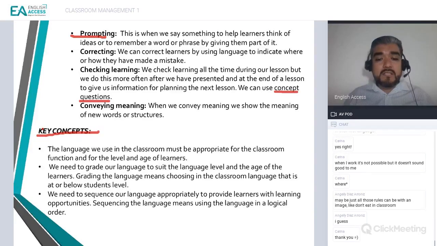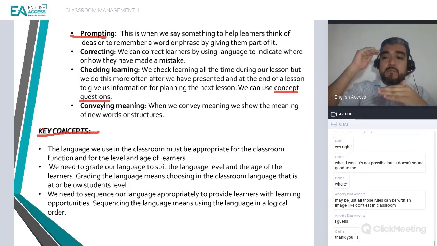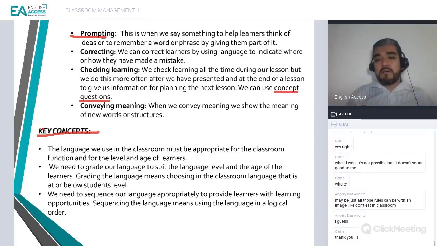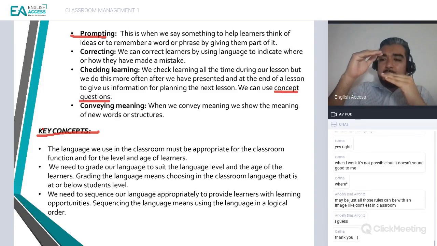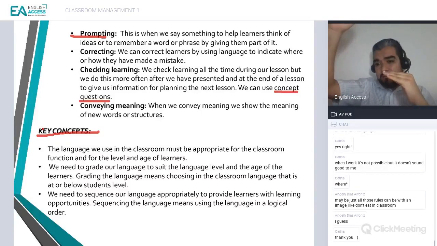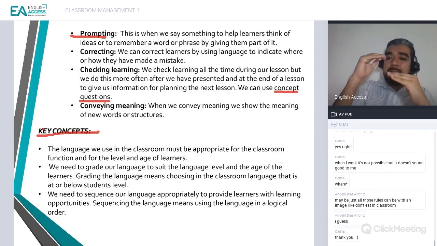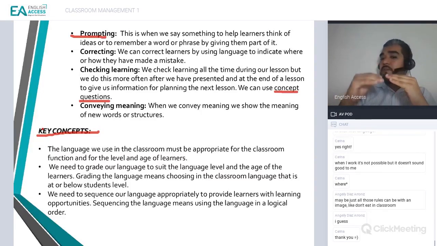Grading the language means choosing classroom language that is at or below the student's level. At or below, no more. If you want your students to learn, you need to use language that is just a little above. You cannot go that far, right? So you're going to be a little above, providing them with more language, but not a lot of language, just a little above.